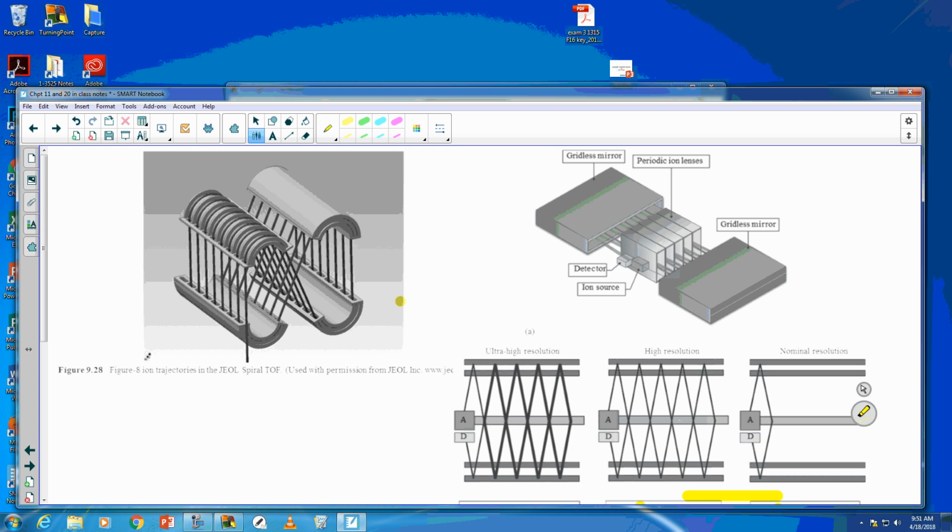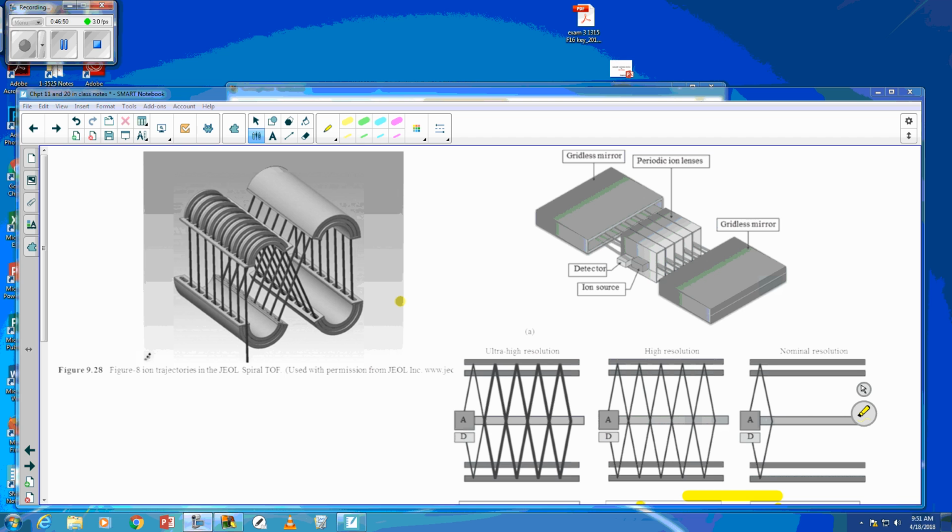We're going to continue working through mass spec. It'll probably be Monday before we finish the chapter, but that's kind of the target. And then the next chapters will be over chromatography.